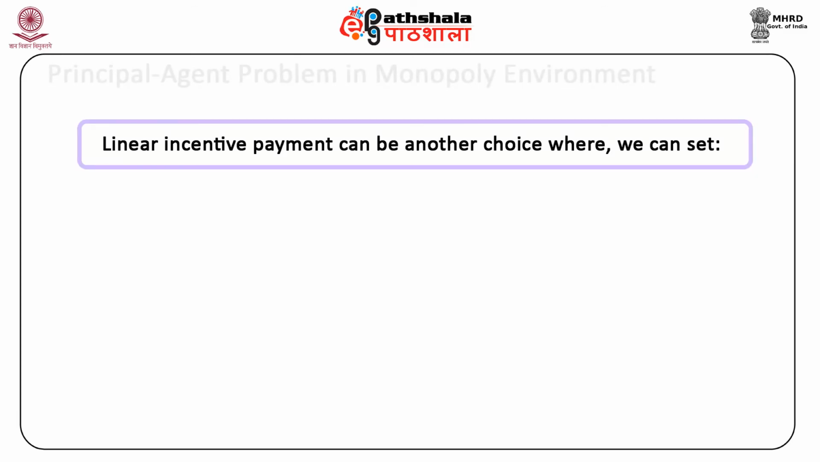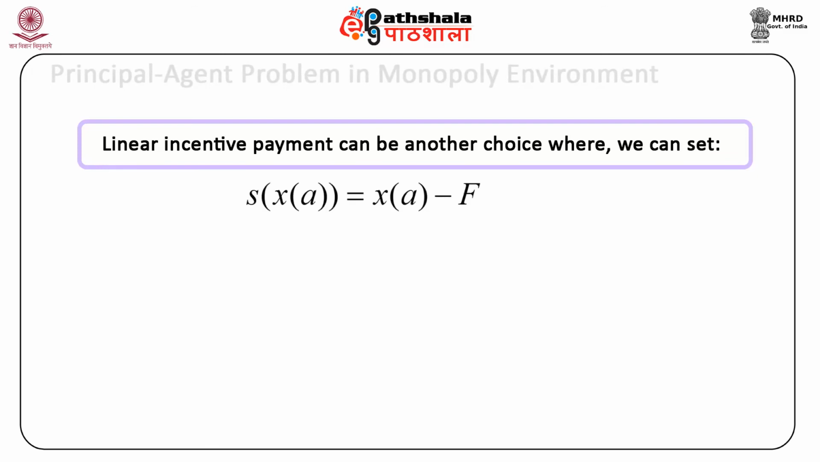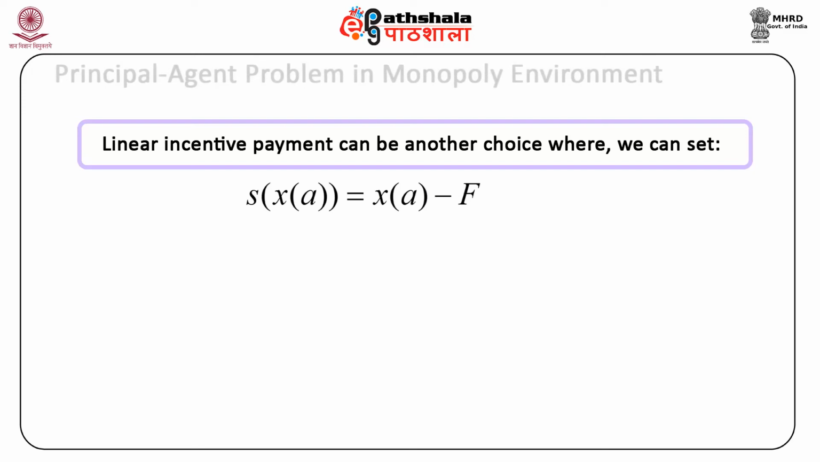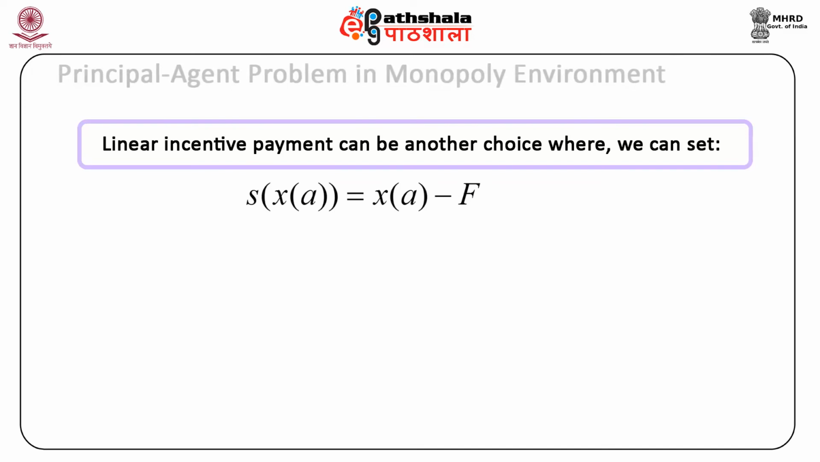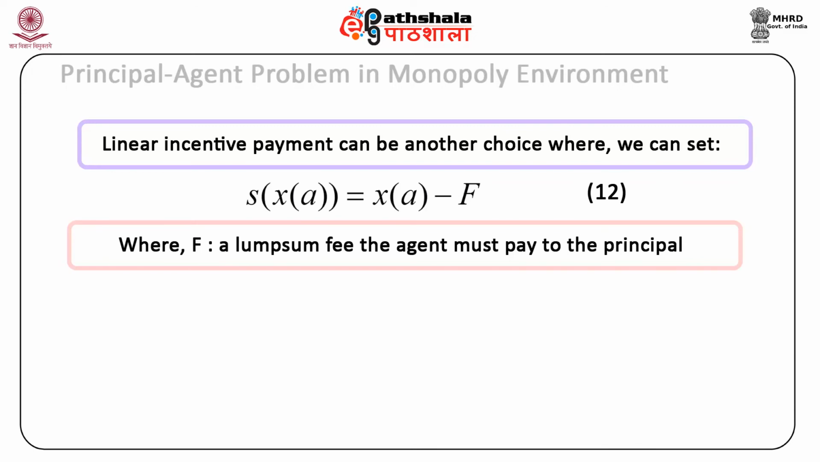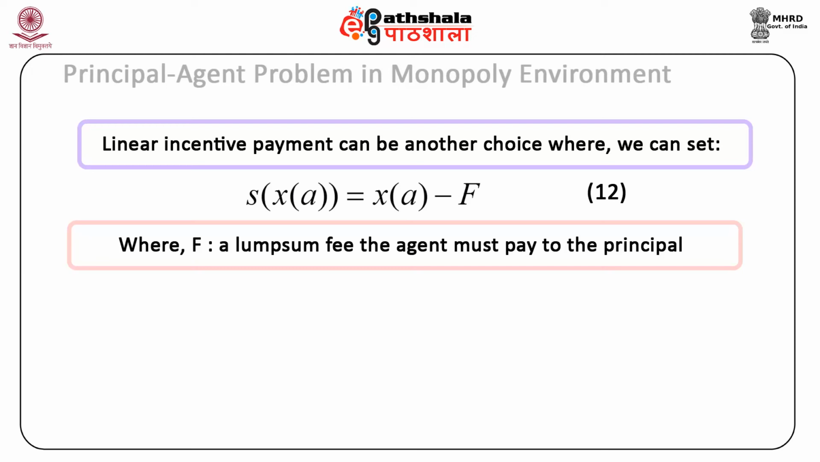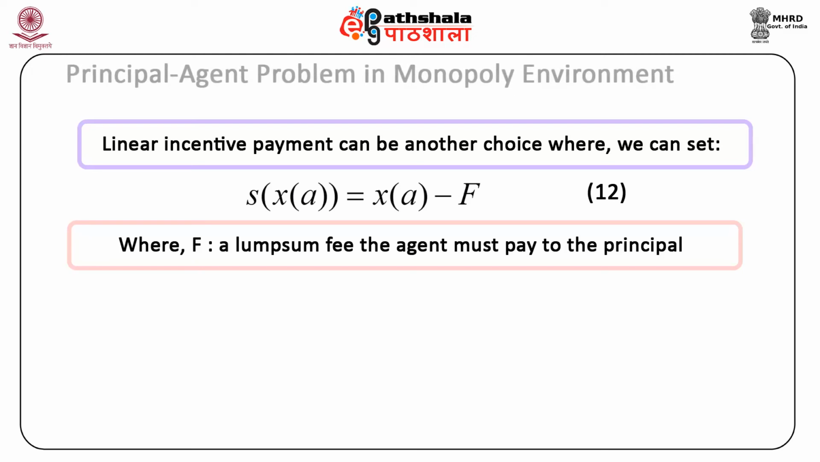Linear incentive payment can be another choice where we can set S(X(A)) is equal to X(A) minus capital F. This is equation 12, where capital F is a lump sum fee the agent must pay to the principal. A lump sum fee the agent pays to the principal in order to receive the entire amount of output produced.